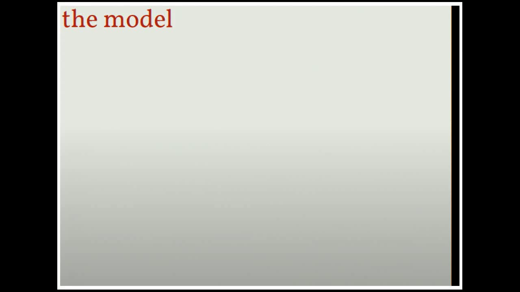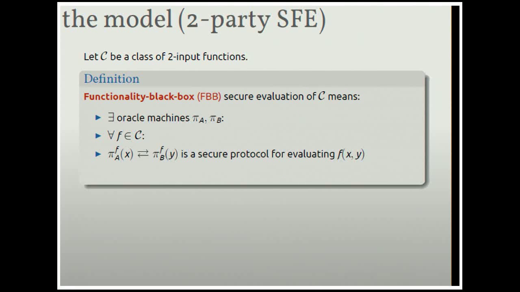Can we securely compute something without knowing the code of that thing? The paper presents a more general definition, and I'm only going to have time to talk about the special case of two-party secure function evaluation. That's maybe what most people think of anyway with secure computation.